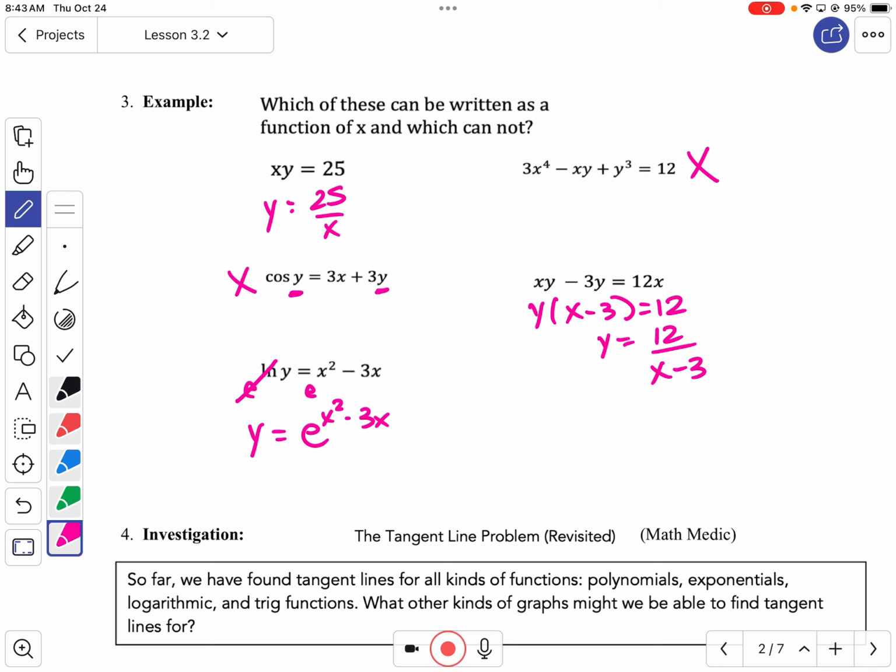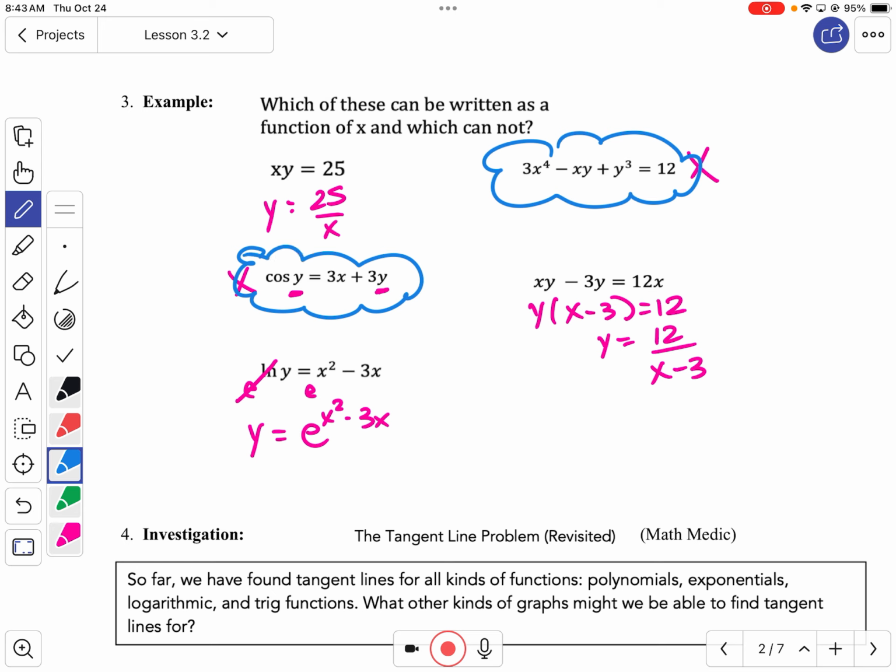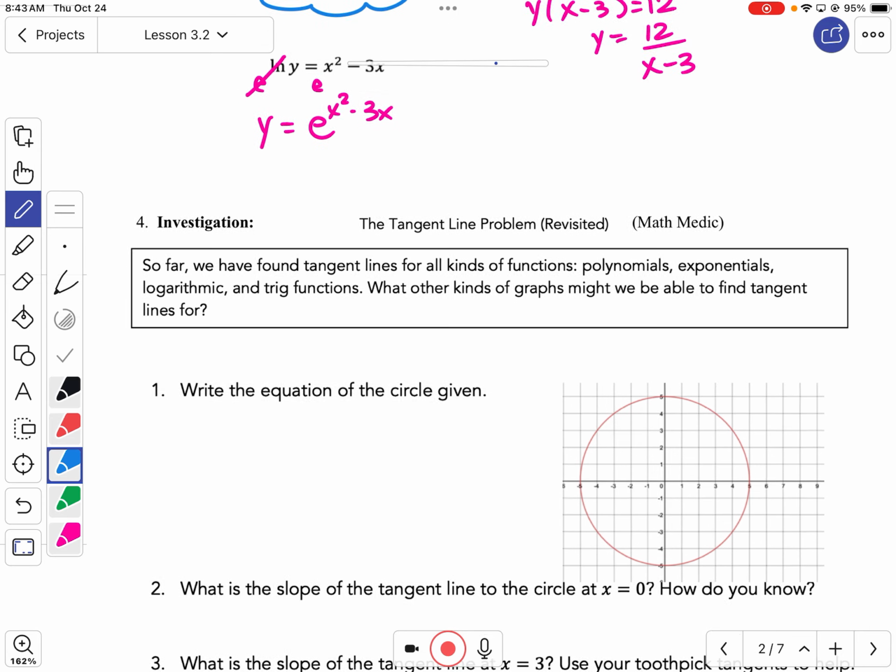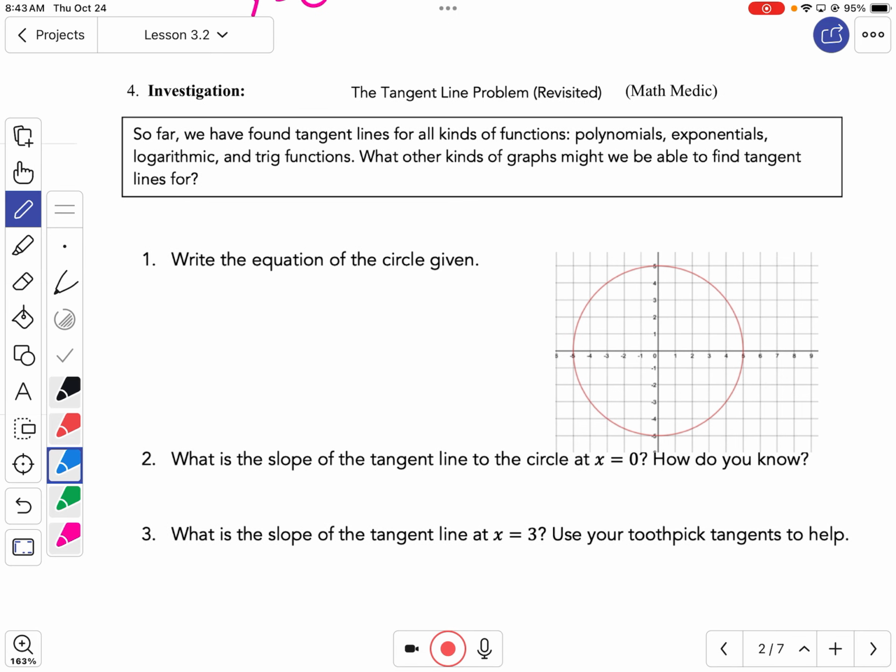Okay. All right, so what I want to talk about today is how do we take derivatives of things that look like these, where we can't isolate the Y, all right? Because obviously that's going to be an issue, and surely we can take the derivative of a circle. So that being said, we're going to revisit the tangent line problem. You've got an investigation here. I think there are 6 questions. Yep, I am correct.